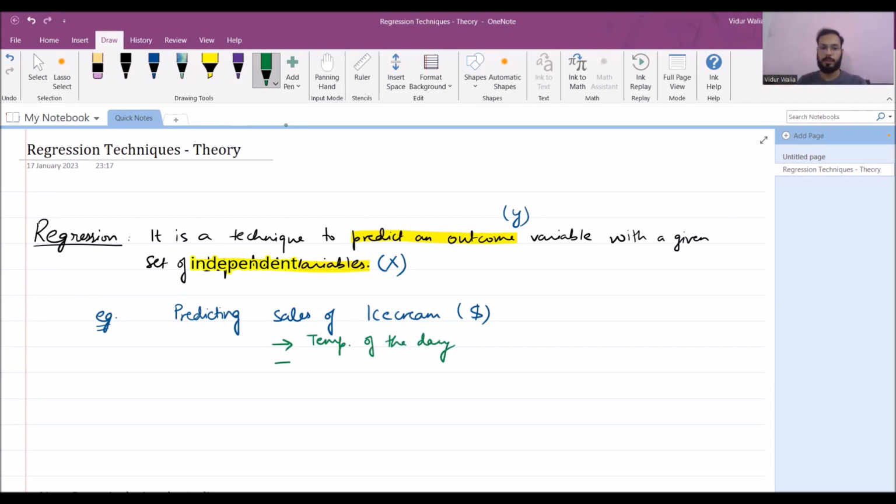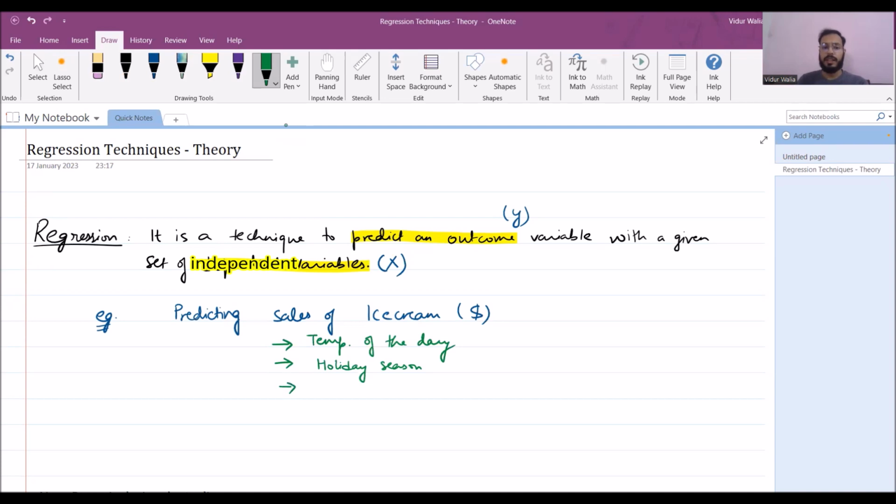right? It could be whether or not it is a holiday season or not, right? We expect that if it is a holiday season that the sales of ice cream would be more, right? If the temperature of the day is higher, we expect the sales of ice cream to be higher that day for obvious reasons, right?